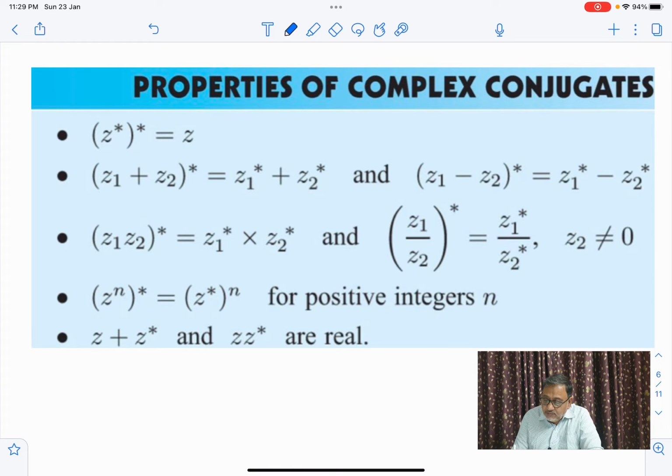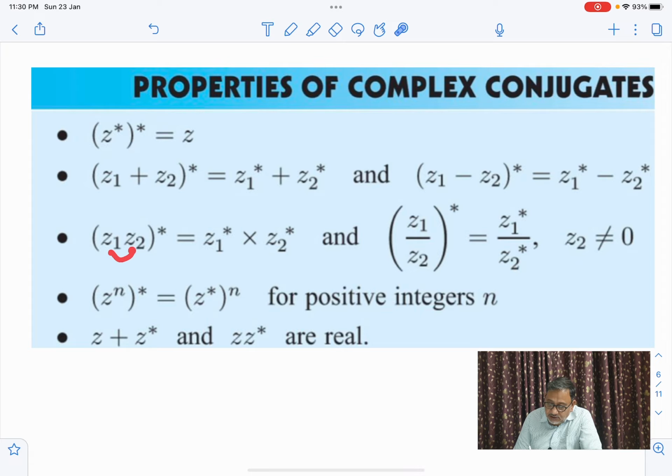What are the properties of the complex conjugate? So the conjugate of the conjugate of z becomes z. The conjugate of (z1 plus z2) can be separated with plus, so z1 conjugate plus z2 conjugate. Similarly, the conjugate of (z1 minus z2) can be separated with the minus sign, so z1 conjugate minus z2 conjugate. So plus will remain plus and we will write separate conjugates of both, and minus will remain minus and we will write separate conjugates of both of them, z1 and z2.